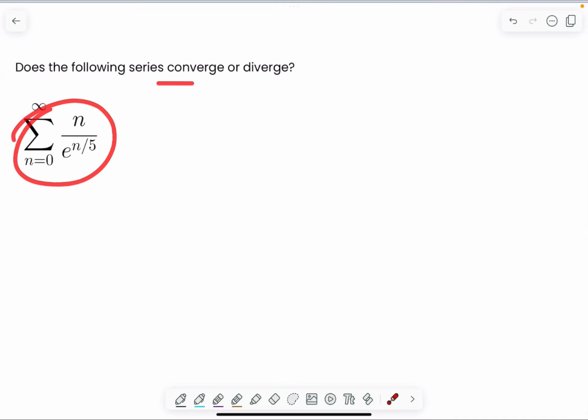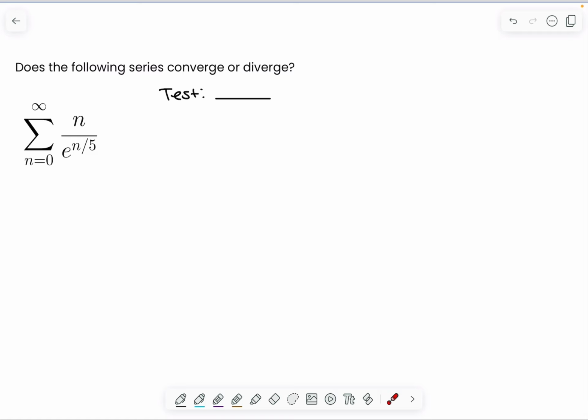Does the following series converge or diverge? Well, usually I see an exponential, right? A base or a constant raised to some sort of a variable. That's what this is. And then I would say ratio, because ratio is for factorials and exponentials. But you could also do root tests. So you could always try it.